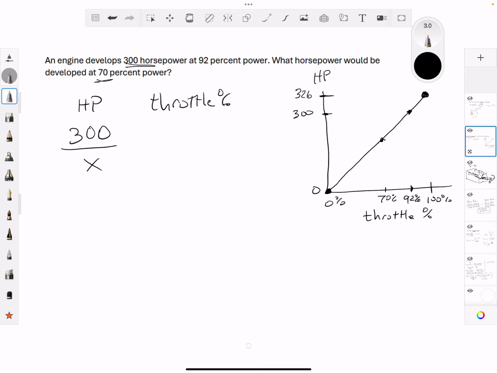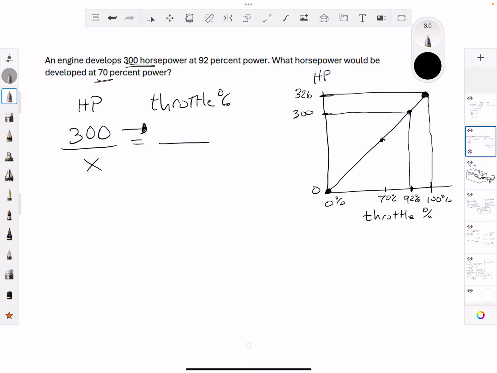This is one ratio. When I set two ratios equal to each other, that is a proportion. If they're directly proportional, meaning if one increases, the other will increase. So in this case, at 100% power, this engine will develop 326 horsepower. If I decrease the percentage of the throttle, then I'm going to decrease my horsepower. So if one goes down, the other goes down. If one goes up, the other goes up. That's directly proportional.